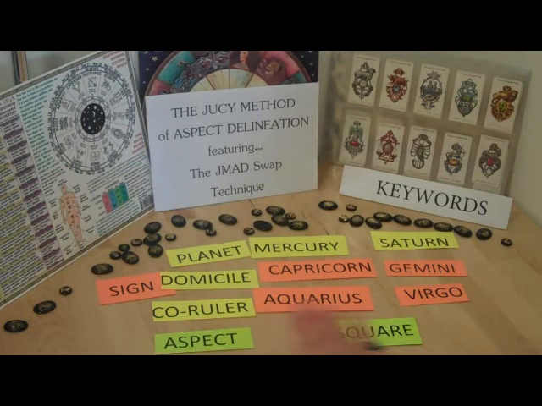Now let's change the aspect to a sextile with the keyword stimulates. So now we have ambitious communication stimulates, humorous communication stimulates, serious facts stimulates, and serious analysis stimulates. As with the planet-to-planet delineation, the JMAD swap is only a seed to full expression of planetary contacts or aspected planets. However, it is quick, easy, and meaningful to help you get to a fuller expression.